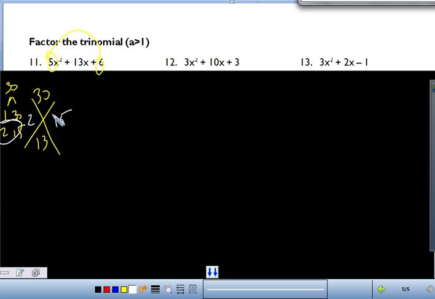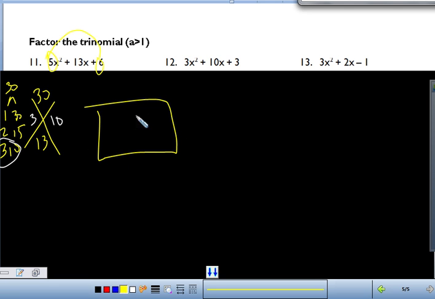Well, double check. 2 times 15 does make a 30, but 2 and 15 does not make 13. And if I make this a negative 2, I'll get my 13, but now I have a negative 30. So that's not the correct pairing. So you have to double check. How about 3 and 10? Let's try those two. And 3 times 10 is 30, 3 plus 10 is 13. So that part looks good.